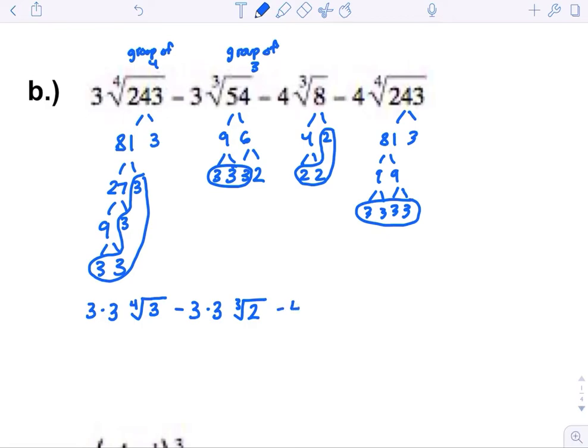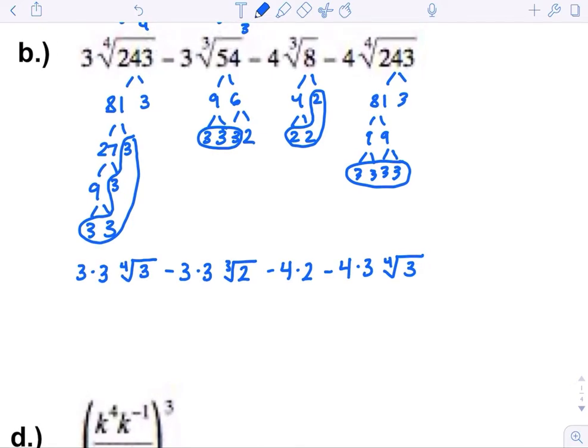Okay, minus 4. This comes from this. We found a group of 3 of 2's. So times 2. Remember, the group gets to come on the outside. Just 1, because it represents one group of 2's. Now, there's no leftovers, which means there's no radical. Minus 4 coming from here. We found a group of 3's, so that gets to come on the outside, and on the inside, fourth root still, of 3, because that was the leftover 3.